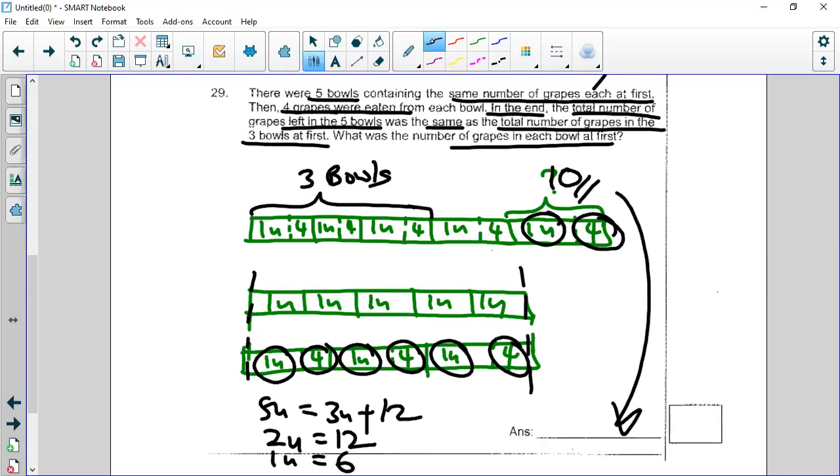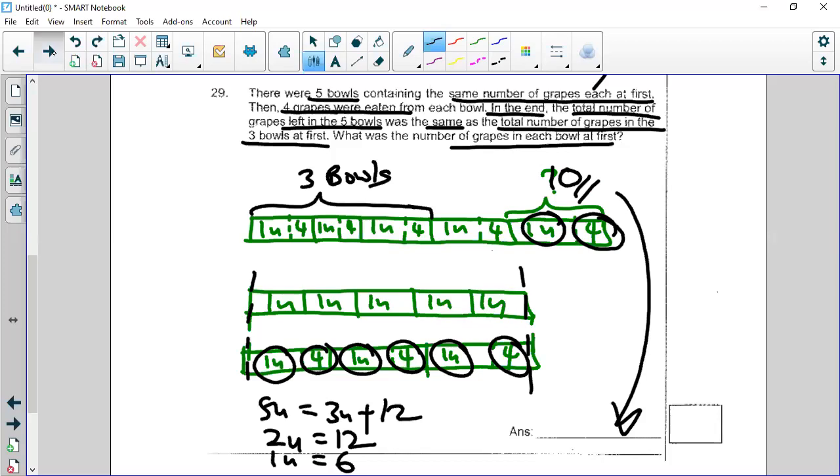Okay, so how many grapes in each bowl at first? You have 10, okay, 10 grapes in each bowl at first. Got it? So that's the whole idea, using model to solve. So when you look at the problem, you don't know how to do, don't know what method to use, then what's the first thing you must think about? Can I draw the model? But sometimes you can't draw, but sometimes you can draw. So you try to draw. Cannot draw, never mind lah. At least you may get some steps or something.